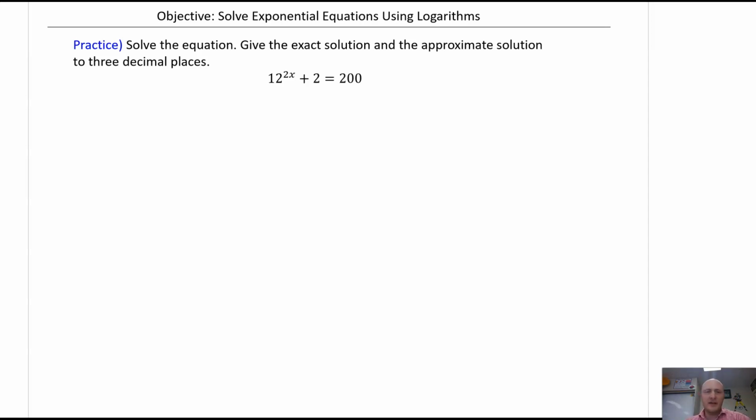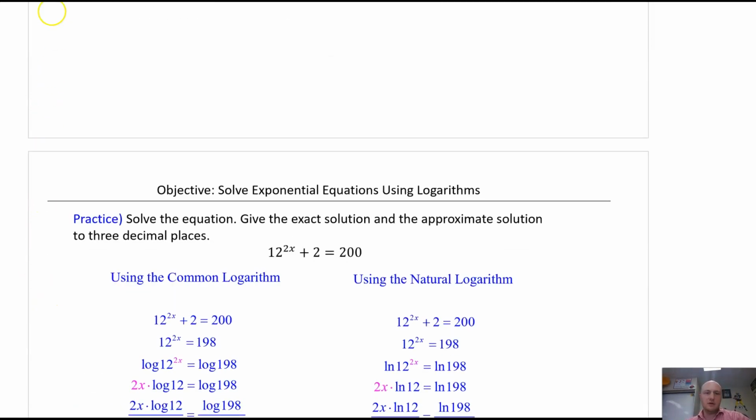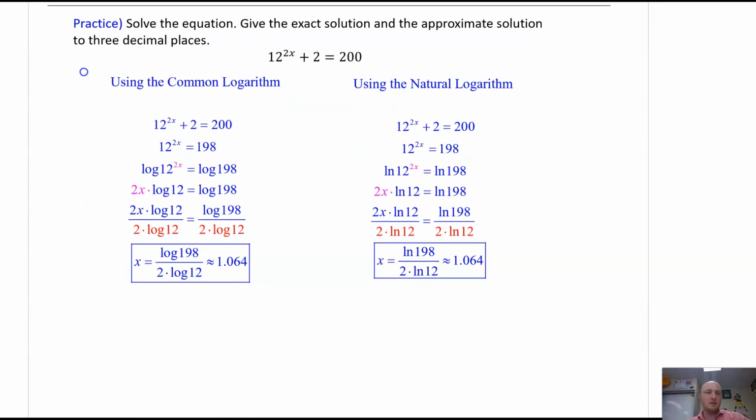All right, so hopefully you went ahead and paused the video and gave it a go. So here's the solution. Again, you have to isolate your power expression. So the 12 to the power of 2x. Then you take a logarithm of either side. Doesn't matter if it's the common log, doesn't matter if it's the natural log, doesn't matter if you're using log base 2. Just so long as you're using the same one on each side. Once you do that, you can utilize the power rule to bring down the 2x, and then you go ahead and divide to isolate the x. 1.064 is your approximate solution.